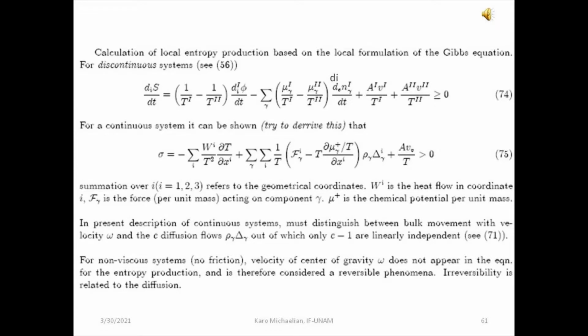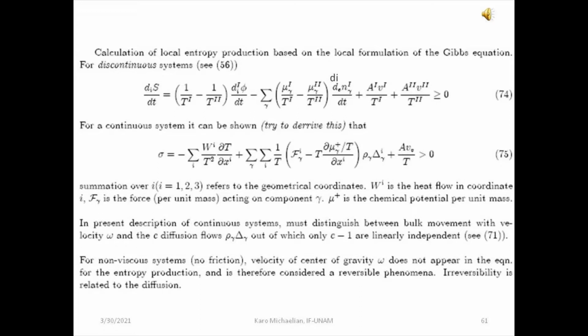And then we just have a single term for the chemical reactions which are occurring in the system, which is the affinity over the temperature times the rate of the reaction, V. And now, by the local formulation of the second law of thermodynamics, this entropy production has to be positive definite. So here we're not going to derive equation 75. It should be fairly obvious that it is the correspondence of equation 74, but for the continuous case instead of the discrete case.